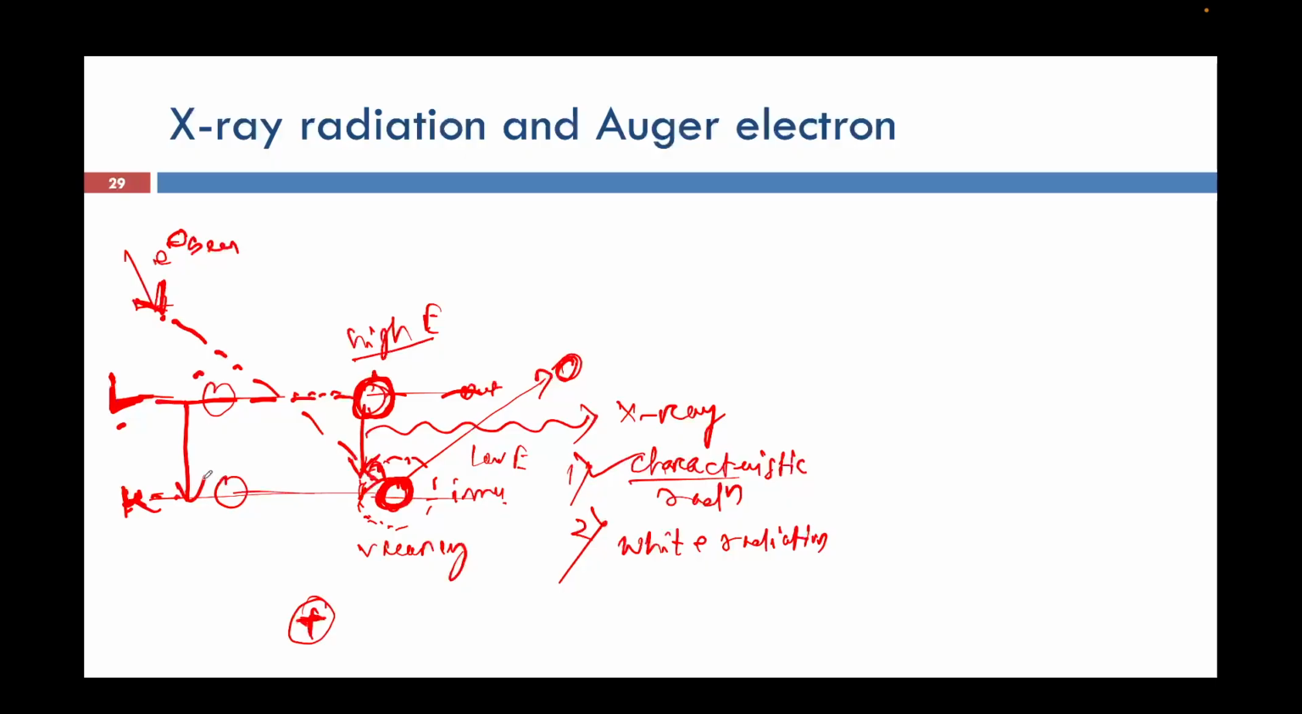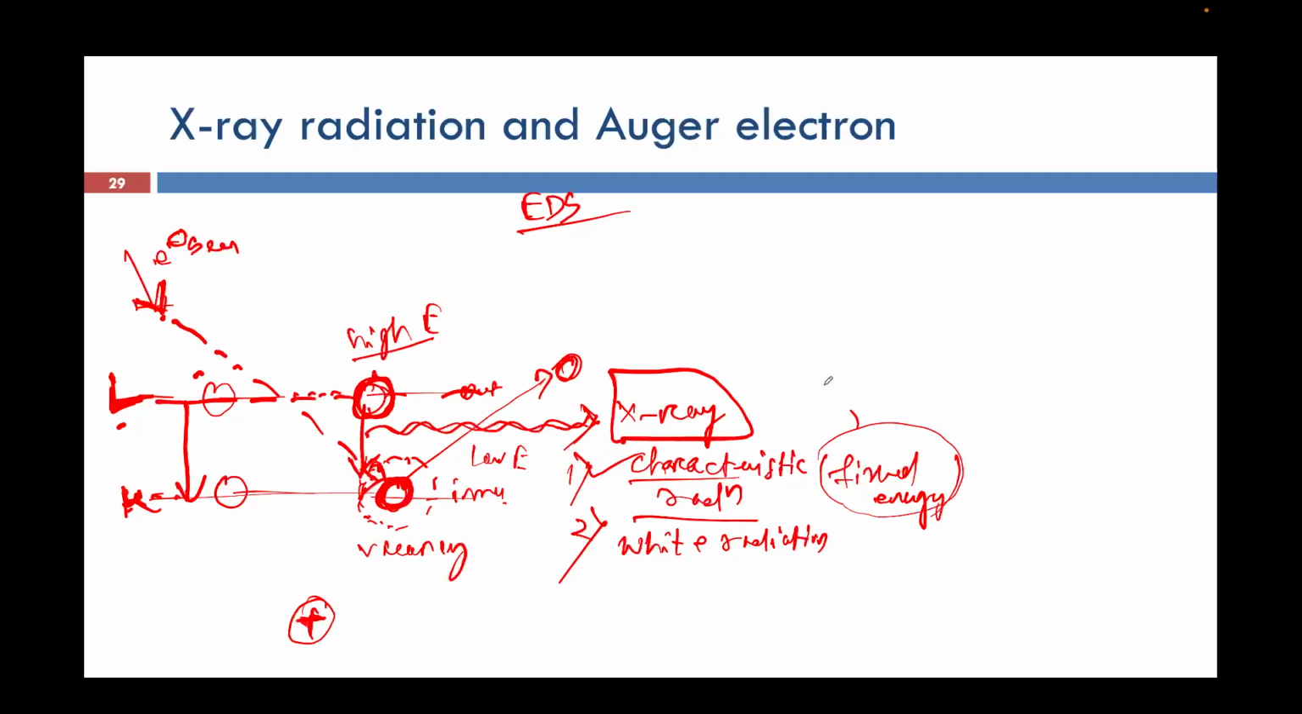That is why, when we want to do EDS, energy dispersive spectroscopy, we want to capture the amount of energy that we get after the bombardment of the incident electron beam on our material. This characteristic radiation will have some fixed energy, right? And this fixed energy is what we capture in EDS, energy dispersive spectroscopy.